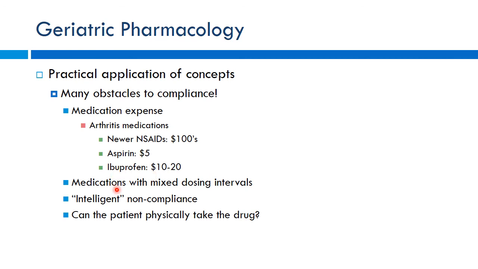Watch out for medications with mixed dosing intervals. If you can make everything once daily and they can take it all at once, that's going to be easiest for compliance. And then always remember intelligent non-compliance. This is where the patient will say, yeah, of course I'm taking it this way, but they're really not. They think, I don't want to tell them that I can't afford the full amounts, so I'm only taking one every other day, or whatever happens to be. Sometimes they'll be a little crafty about that and lie to you. And then again, assess whether the patient can physically take the drug. We run into this more on the peds side, whether they can swallow pills or not. But stroke patients and patients with disabilities may not be able to use some of these medications depending on their physical capabilities. Inhalers are another big one there as well.